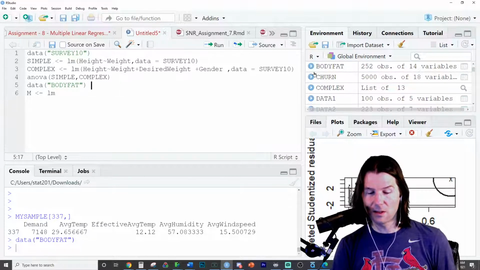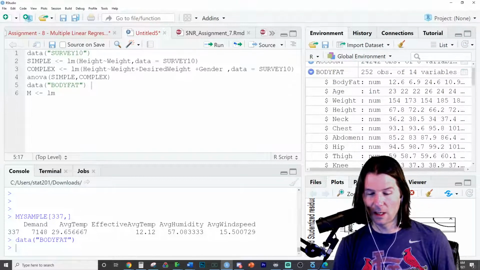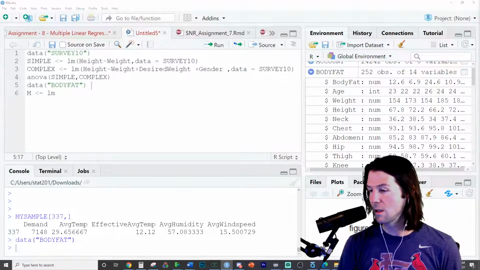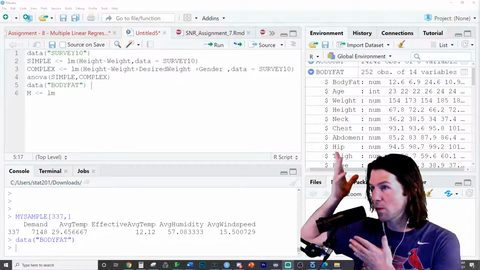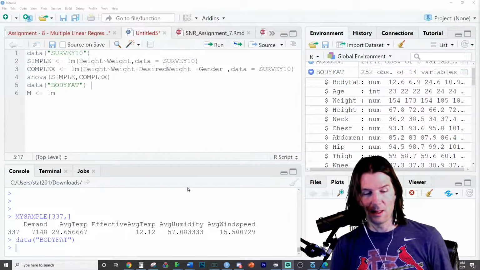Let's limit this data set, though, because it's really big. This body fat data set has a bunch of measurements, as you can see. We can measure people's body fat, their age, their height, their weight, all these things right here. And let's take a look.